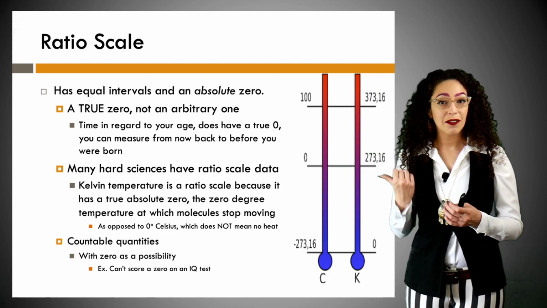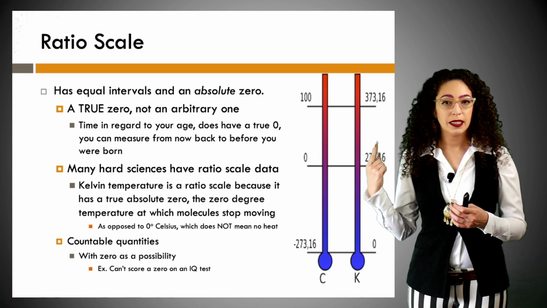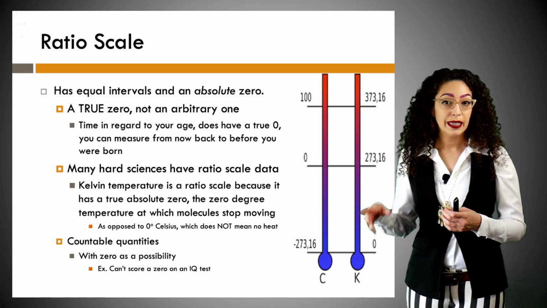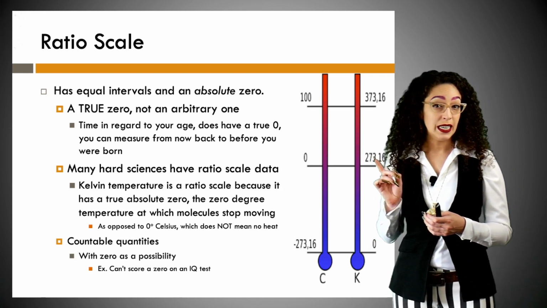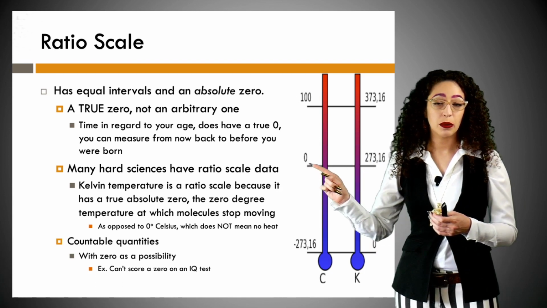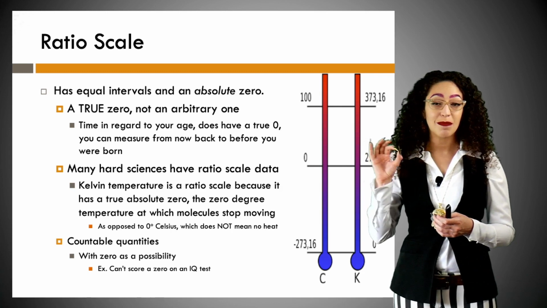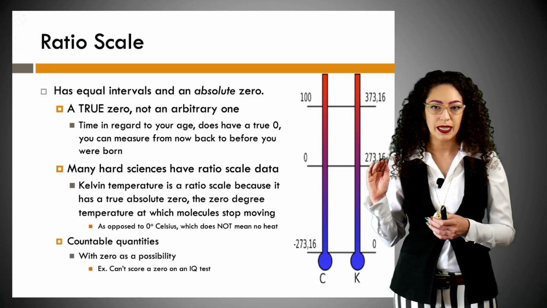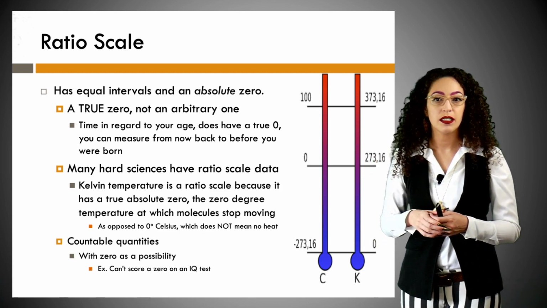So here we have thermometers again. We have a Celsius here, but now we have this one over here with a K. Any of you hard scientists out there? This is the Kelvin scale. And Kelvin does have a true 0. In this case, it's not the point where we are very, very cold. It is the point where the motion of molecules stops. So it's the complete absence of heat. That's why Kelvin, as far as temperature goes, is actually a ratio scale.